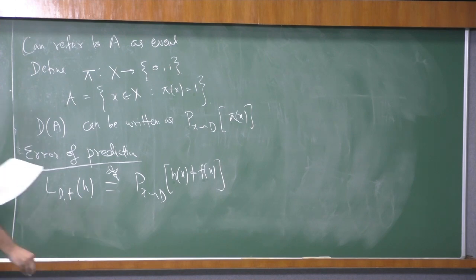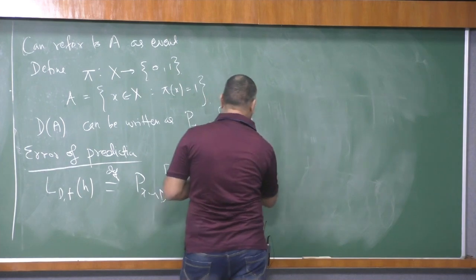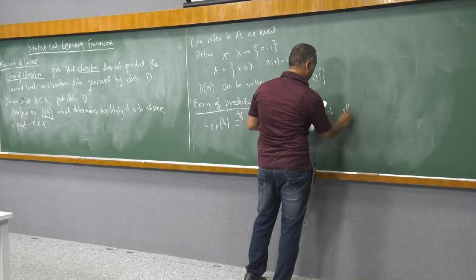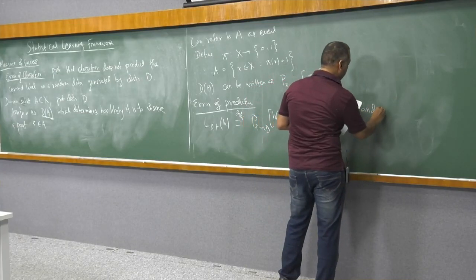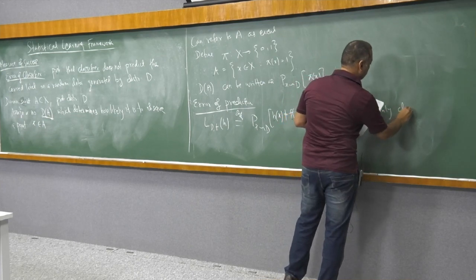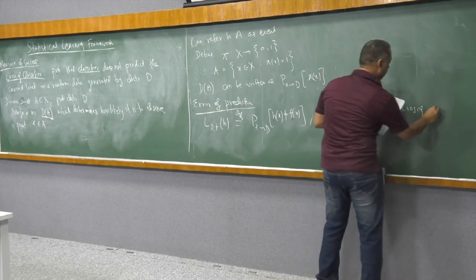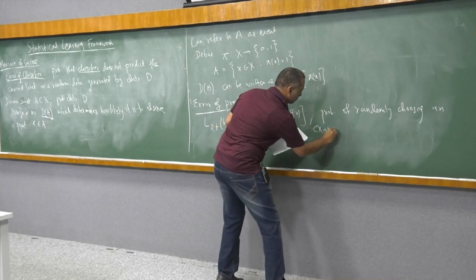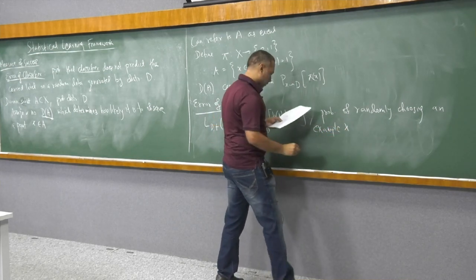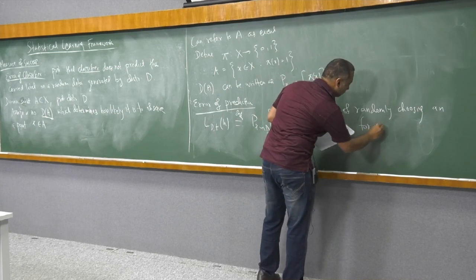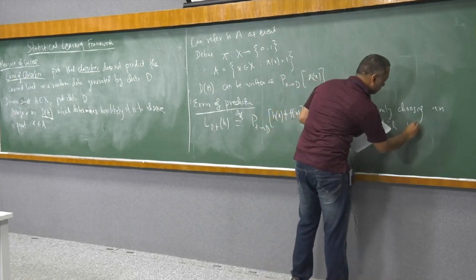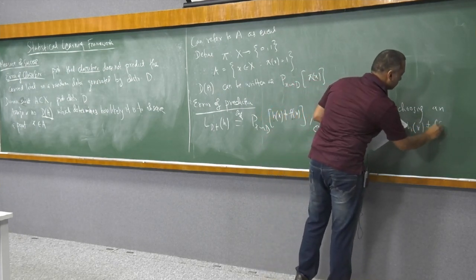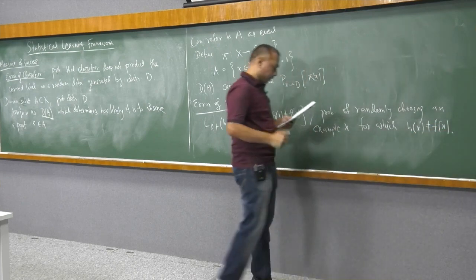So in text this means the probability of randomly choosing an example x for which, I mean it's the same thing but just writing this in words.